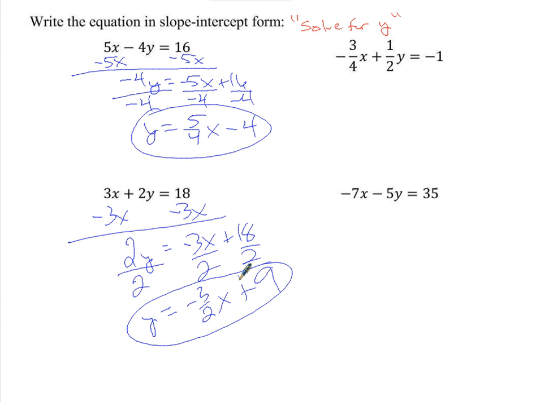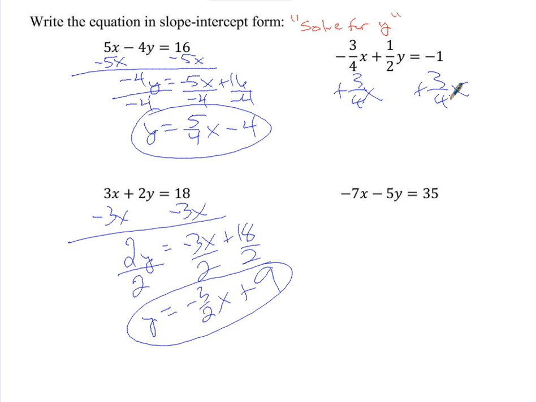Okay, the one with the fractions, what should we do? Add 3/4 x to both sides? Sure. You like working with fractions? Does it matter here? Multiply what? That's dangerous. Let's just solve for y. Add 3/4 x to both sides.